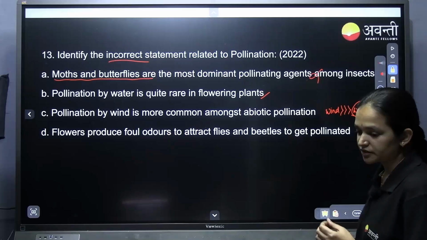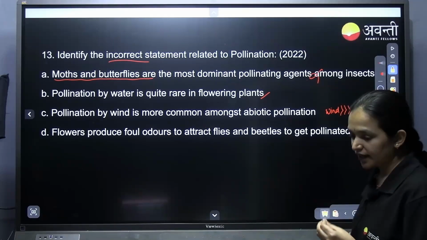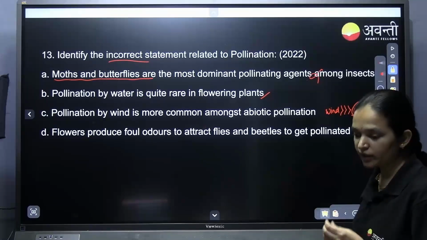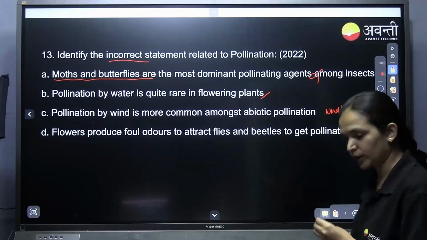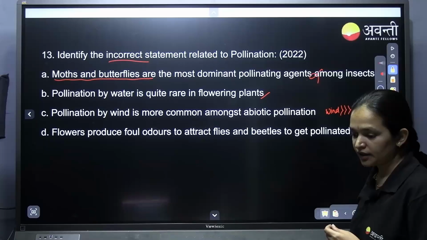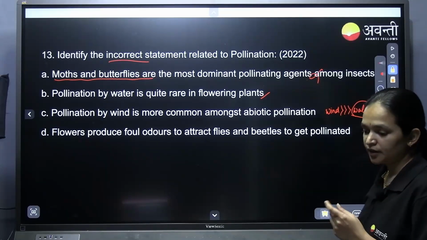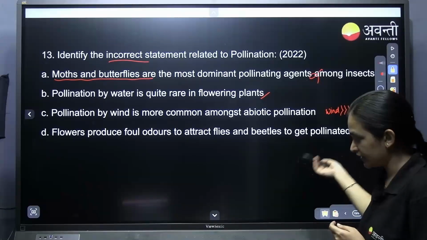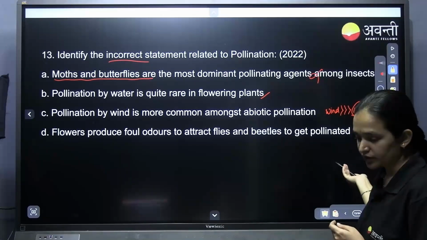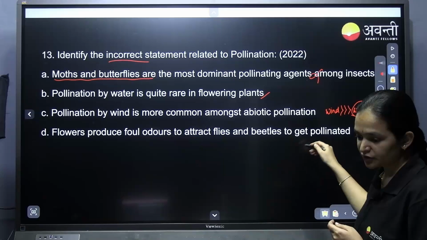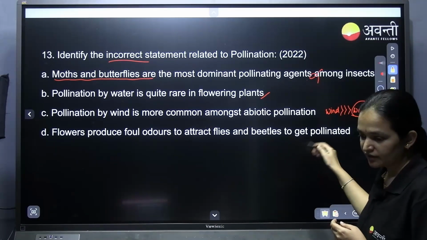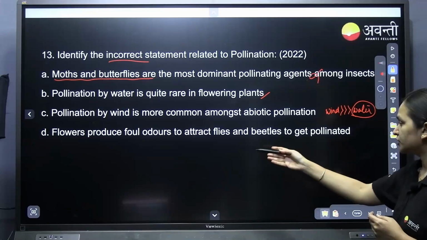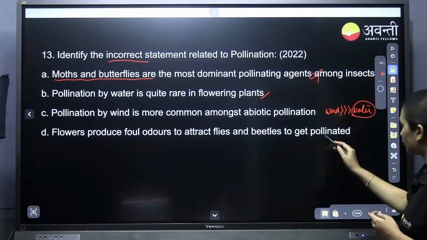even in the hydrophytes like water lily and water hyacinth, pollination is done by insects and wind. Seagrass, which is under the water, has water carrying the pollen grains, and on the surface of water it is Vallisneria. And flowers produce foul odors to attract flies and beetles to get pollinated. This is also true.